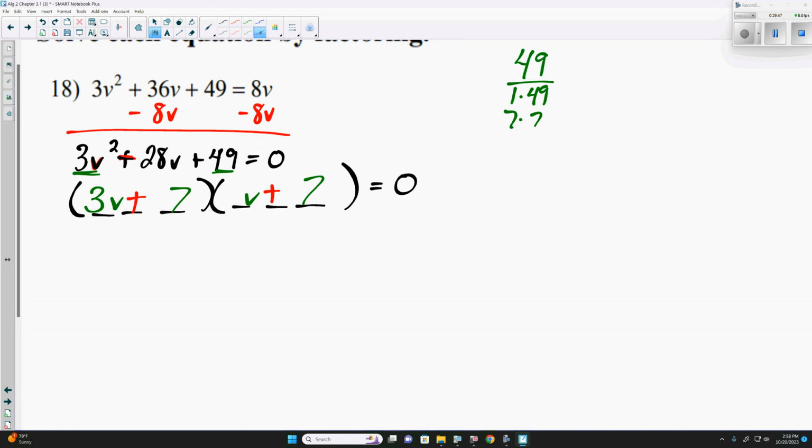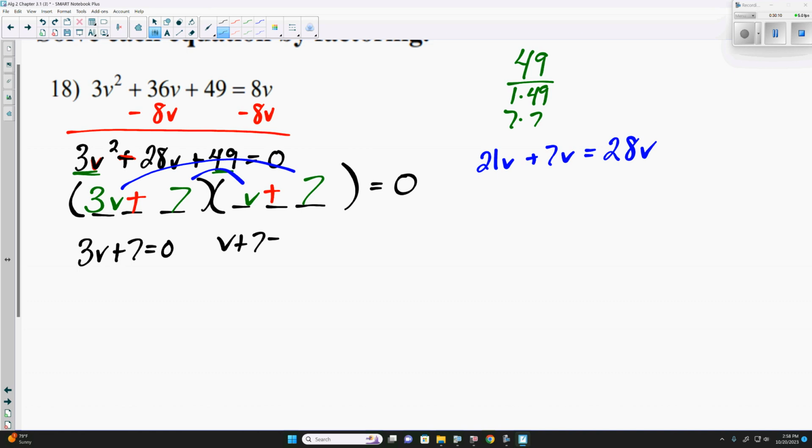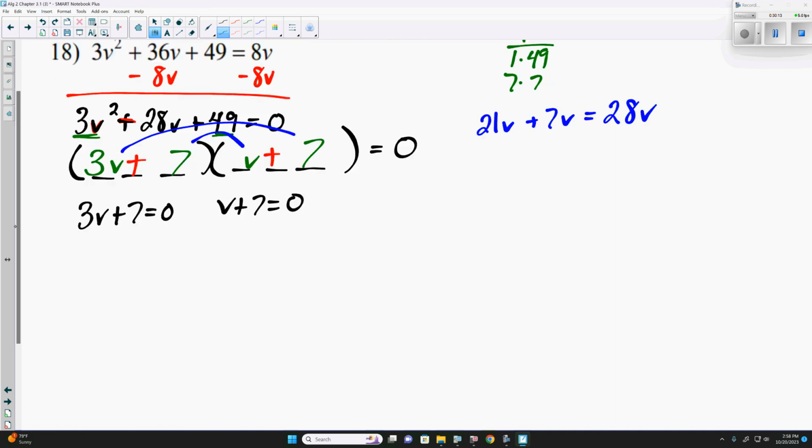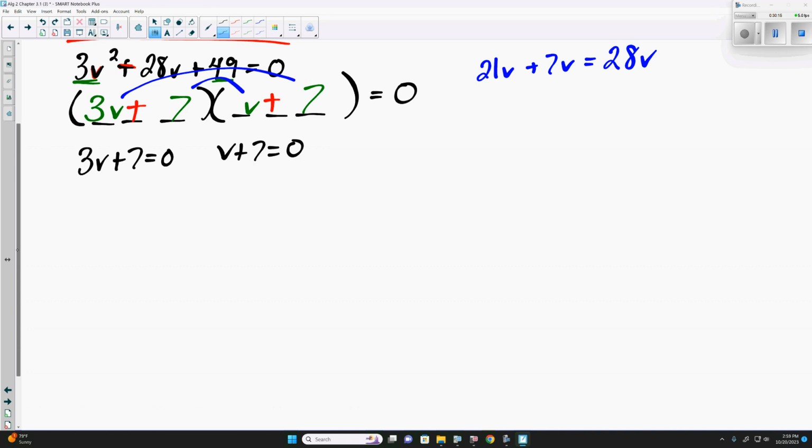Now we can check this here. 3v times 7 would be 21v. 7 times v would be plus 7v. And 21v plus 7v is 28v. Is that the middle term we wanted? Now that we have two things multiplied together equal 0, one of them must be 0. So we're saying that either 3v plus 7 is 0 or v plus 7 is 0.